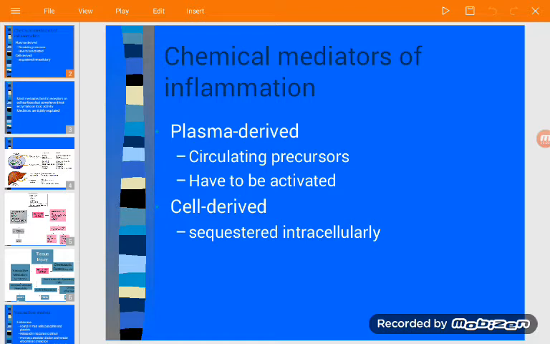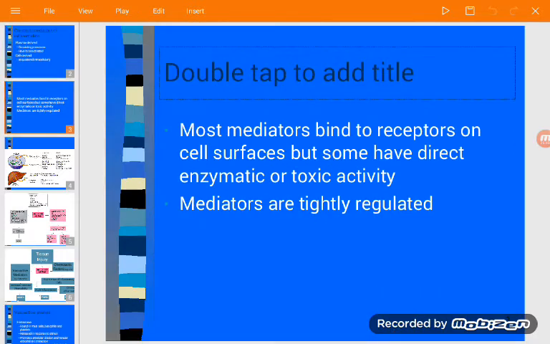Chemical mediators are derived from two sources, either plasma derived, which are present as circulating inactive precursors that need to be activated, or cell derived, sequestered intracellularly and ready to be secreted by the cell. Most mediators bind to receptors to elicit their effect, or sometimes they have a direct effect as enzymes or as toxins.